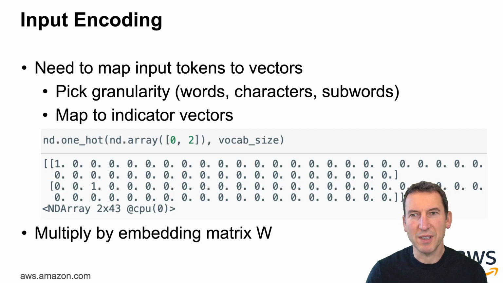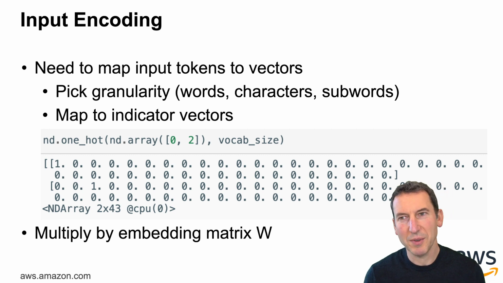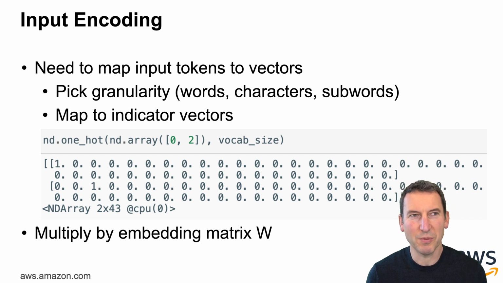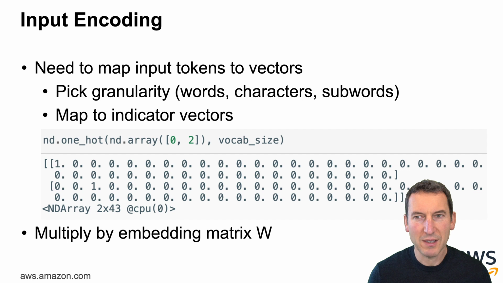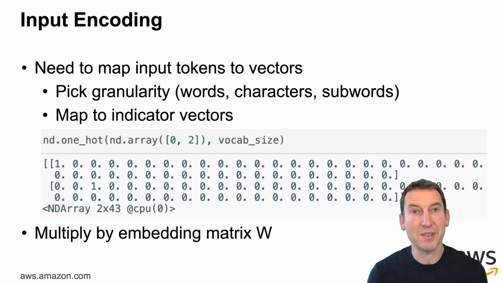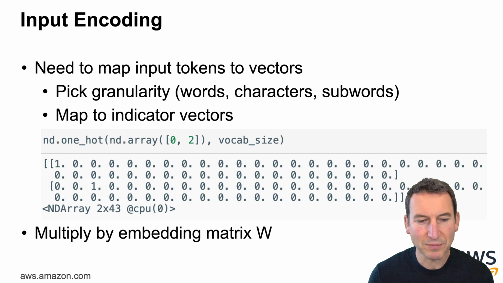So the first thing that we need if we want to encode a sequence is we need to map the input tokens into some vectors. And as we already talked about before, you could either use individual characters, or you could use subwords, or you could use words. And that level of granularity depends a little bit on the amount of memory that you have available, but also what's the right representation for the right amount of data.